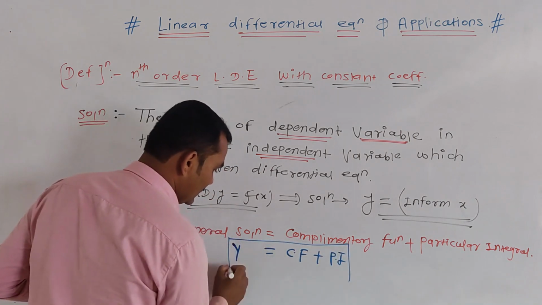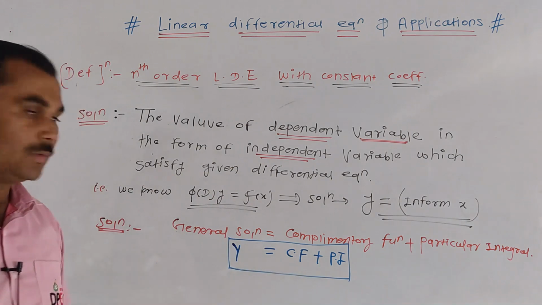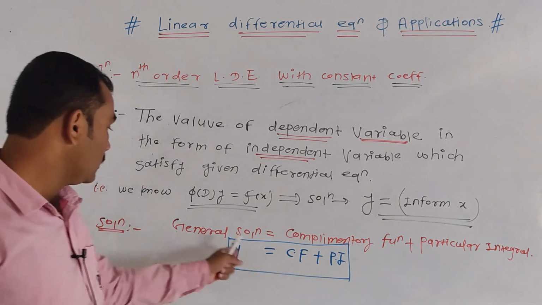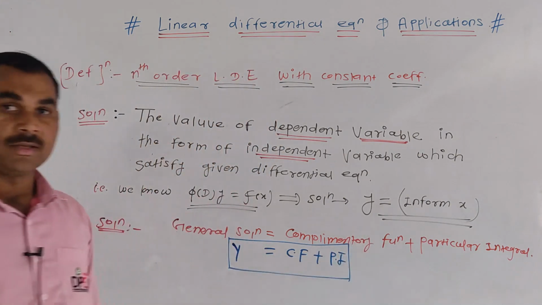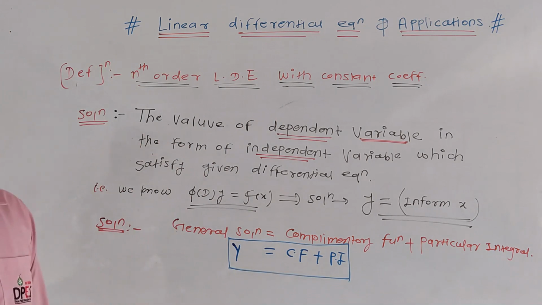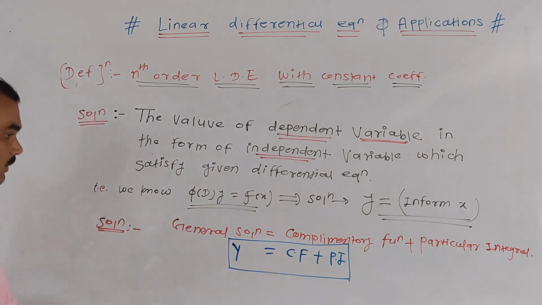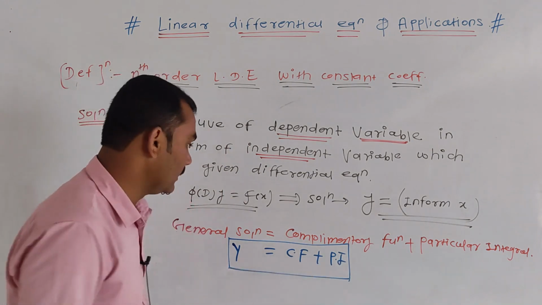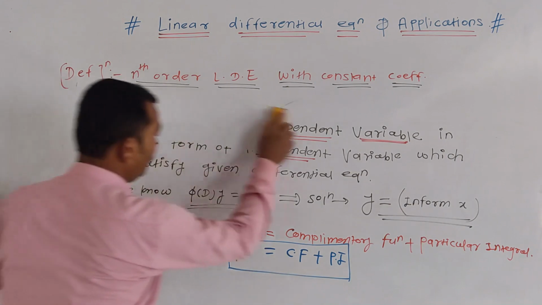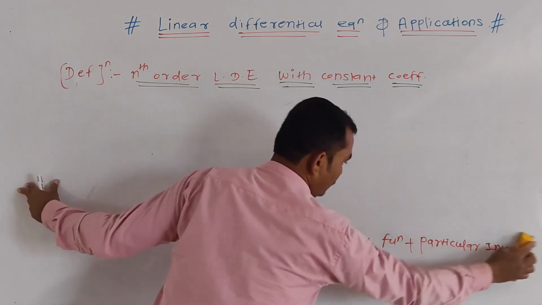These both are same. Y is equal to CF plus PI. That is, the general solution is equal to complementary function plus particular integral. Okay, this is about the complementary and particular integral. Now we have to find the CF. First we have to find CF, after that we will discuss the particular integral. How to find CF, after that PI.